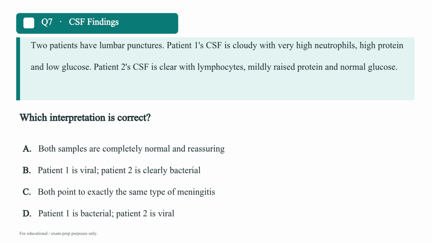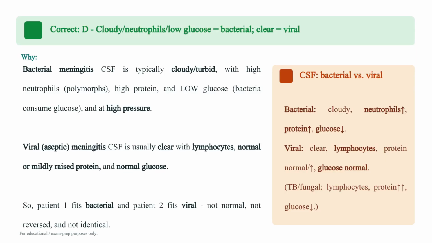The answer is D. Patient 1 is bacterial and patient 2 is viral. Bacterial meningitis CSF is typically cloudy with high neutrophils, high protein, and low glucose because bacteria consume glucose and it is under high pressure. Viral or aseptic meningitis CSF is usually clear with lymphocytes, normal or mildly raised protein, and normal glucose. So patient 1 fits bacterial and patient 2 fits viral, not normal, not reversed, and not identical.